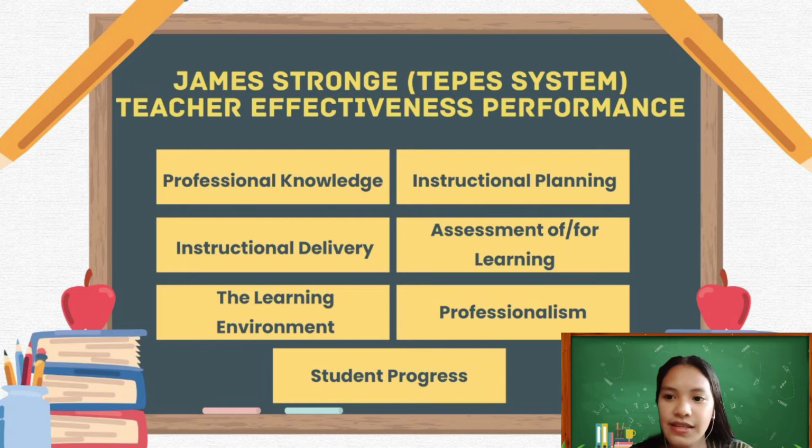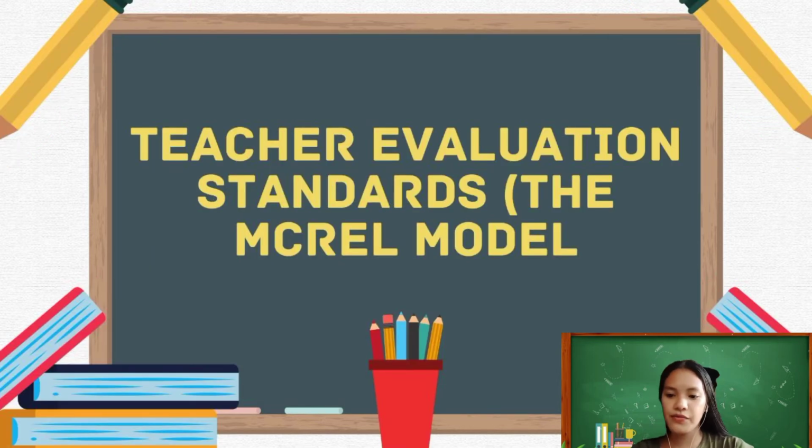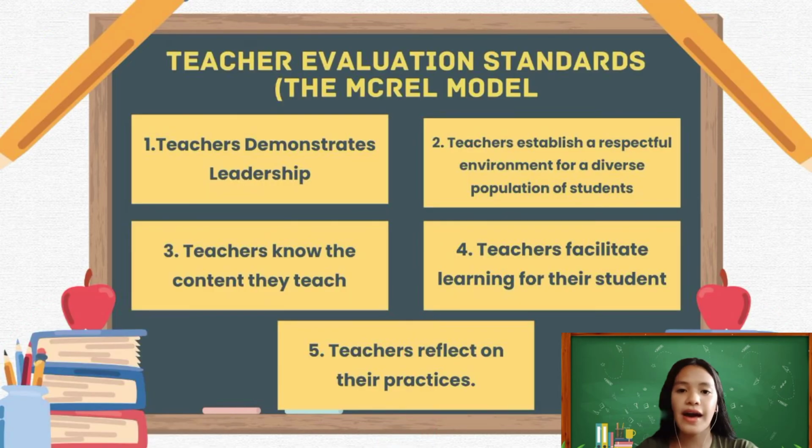So now let's move to the fourth model of effective teaching, the McREL model, or the Mid-Continent Research for Education and Learning. So this model has teacher evaluation rubric standards. This teacher evaluation rubric was developed to align with professional teaching standards. Then it was published by McREL, the Mid-Continent Research for Education and Learning. So it has five standards.